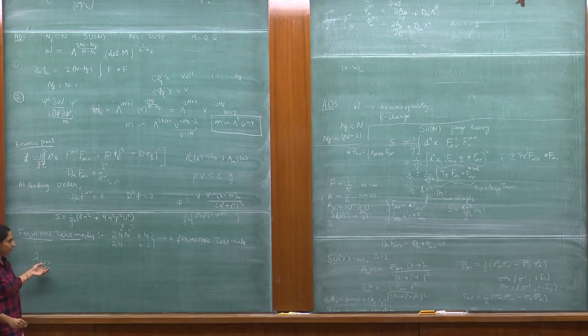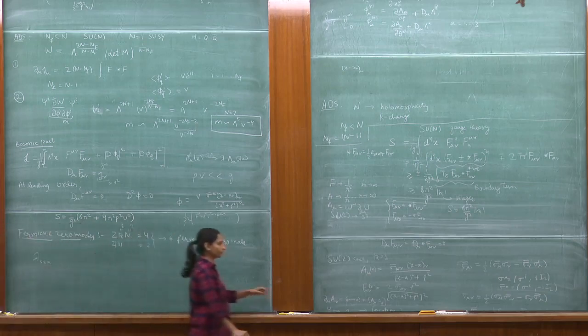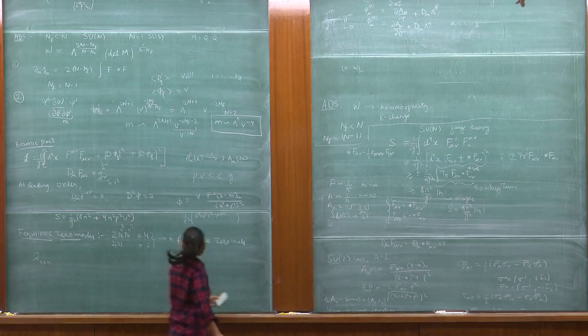So these two, the 2 zero modes, these are the Goldstinos corresponding to breaking of supersymmetry. Because I have to tell you that this instanton solution breaks some supersymmetry.